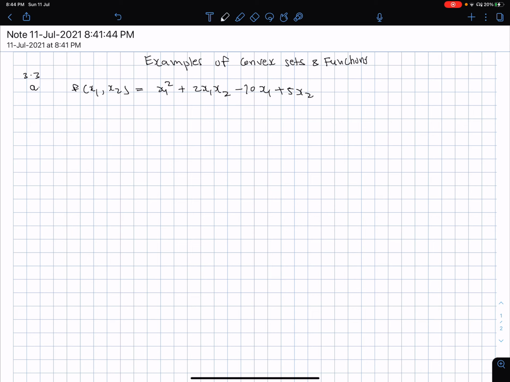Okay, so with that definition in mind, let us first look at a quadratic function like this here, which is f of x1 comma x2 is equal to x1 square plus 2x1 x2 minus 10x1 plus 5x2. And this is incidentally problem number 3.3a of Nonlinear Programming: Theory and Algorithms, Mokhtar Bazaraa, Hanif Sherali, and CM Shetty.